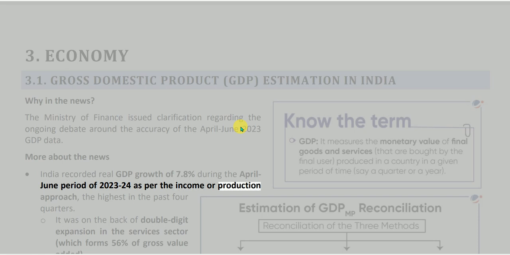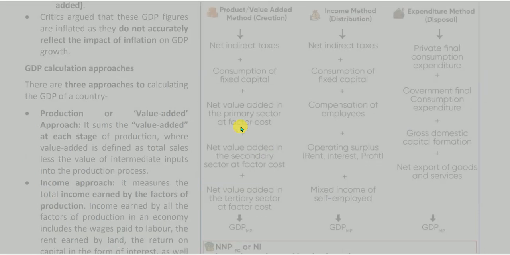as per the income or production approach, the highest in the past 4 quarters. It was on the back of double-digit expansion in the services sector, which forms 56% of gross value added. Critics argued that these GDP figures are inflated as they do not accurately reflect the impact of inflation on GDP growth.